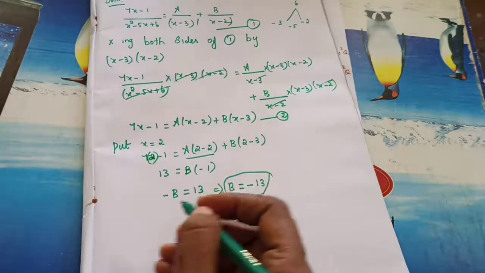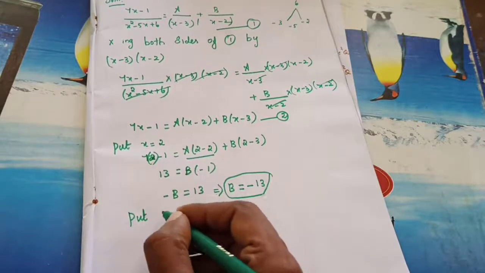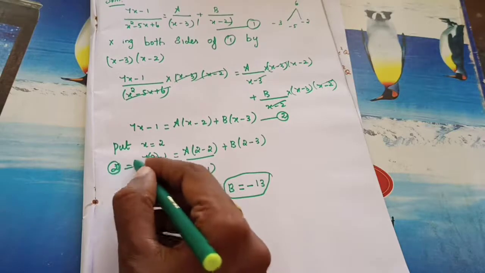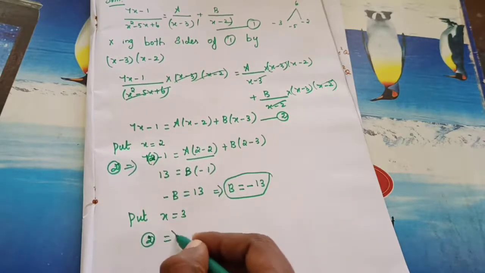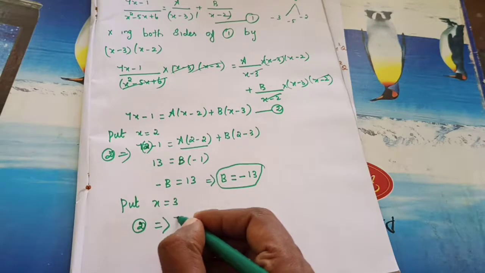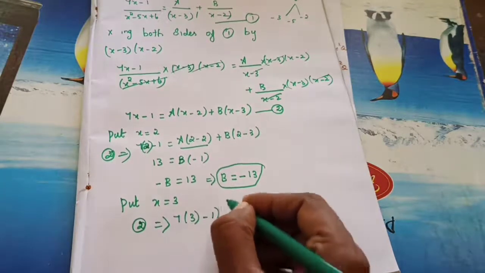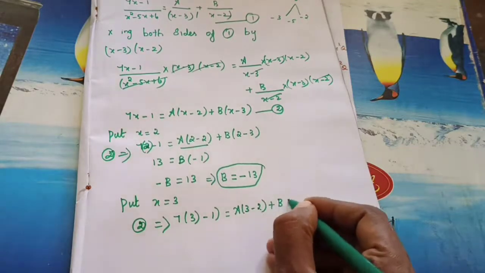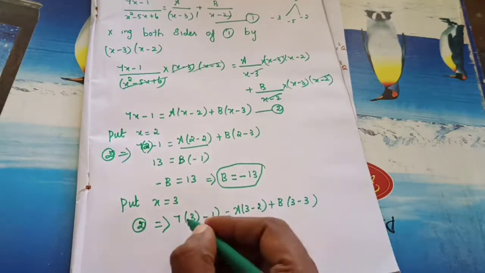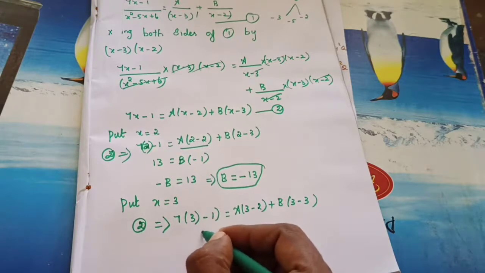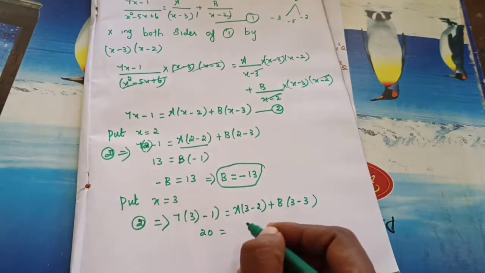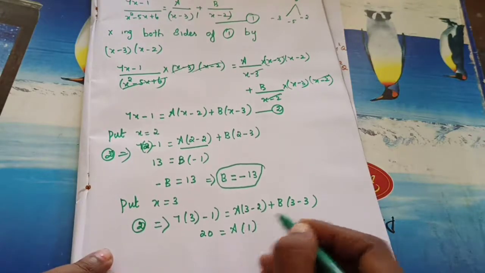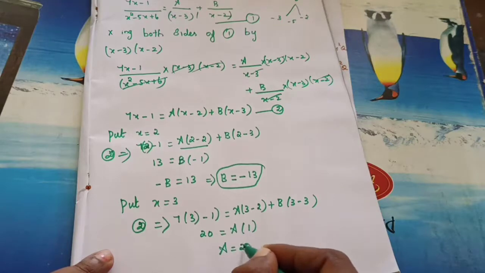Understand? Then next, what will you do? Put x is equal to 3. Substitute there in equation number 2. What will happen? 7 into 3 minus 1 is equal to a into 3 minus 2 plus b into 3 minus 3. So 7 into 3 means 21 minus 1, that is 20, is equal to a value. What's a value? A into 1. That is 0. So a is equal to 20.